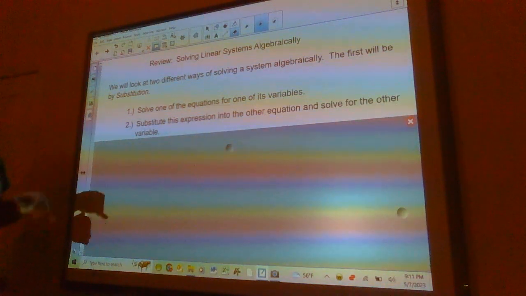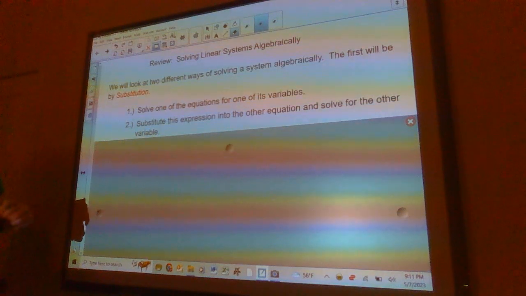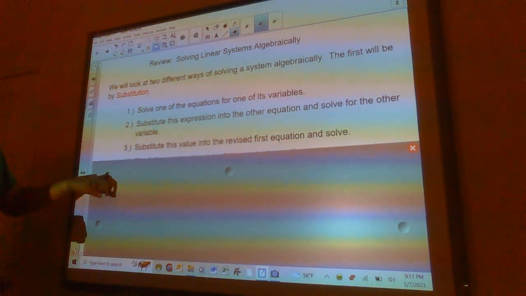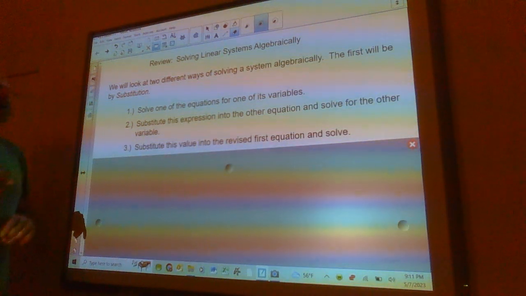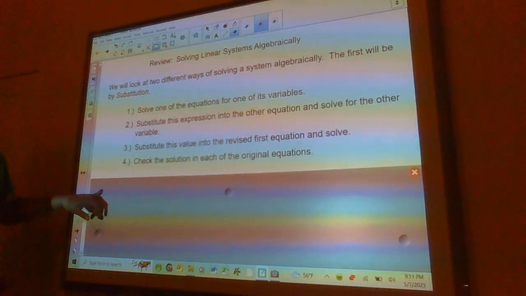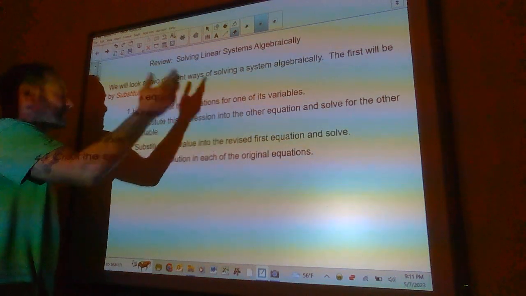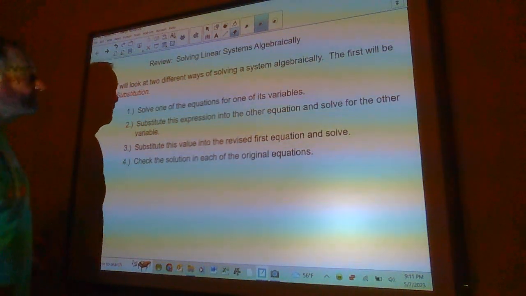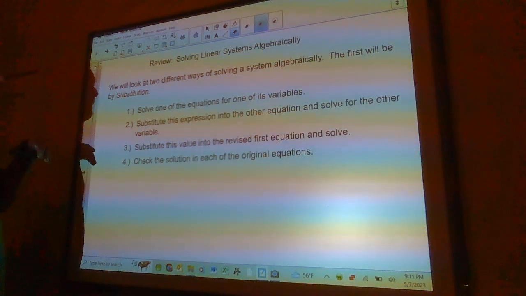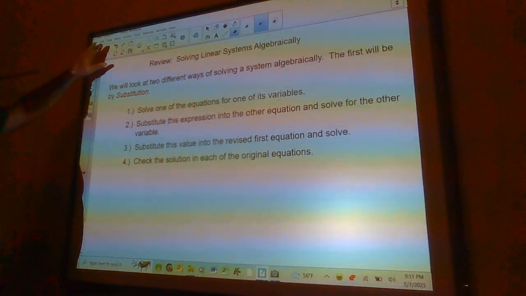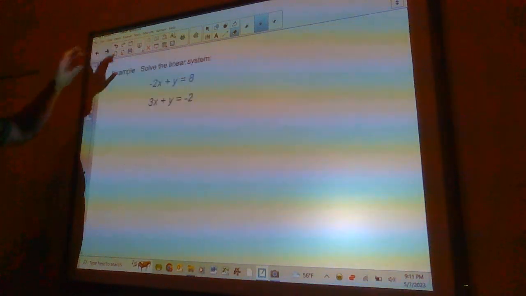Then we're going to substitute that expression into the other equation and solve for the other variable. We're going to substitute that value into the first equation and solve it. And then we're going to check the solution in each of the original equations. Now, if you just try to read this and figure out what you're going to do, you're going to have a hard time. These are your 4 steps. It's actually easier to review them after you've done one.